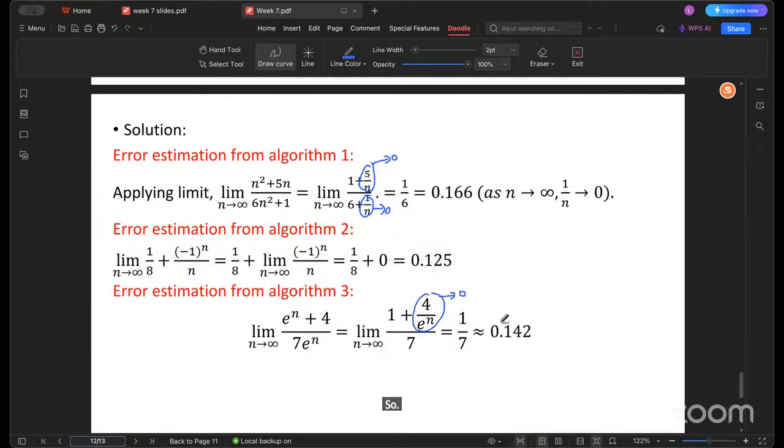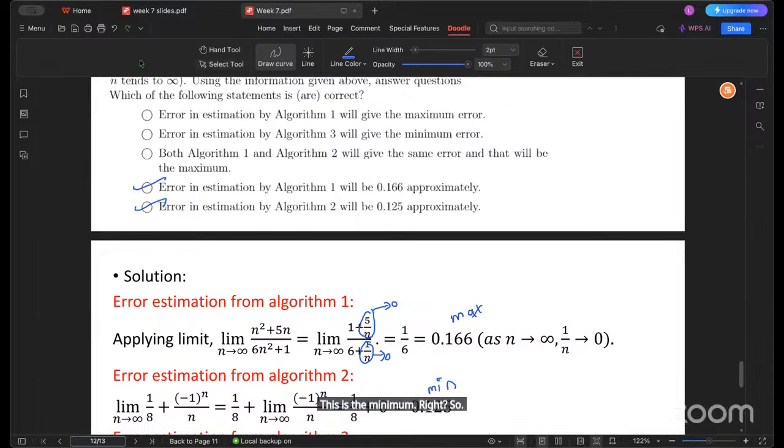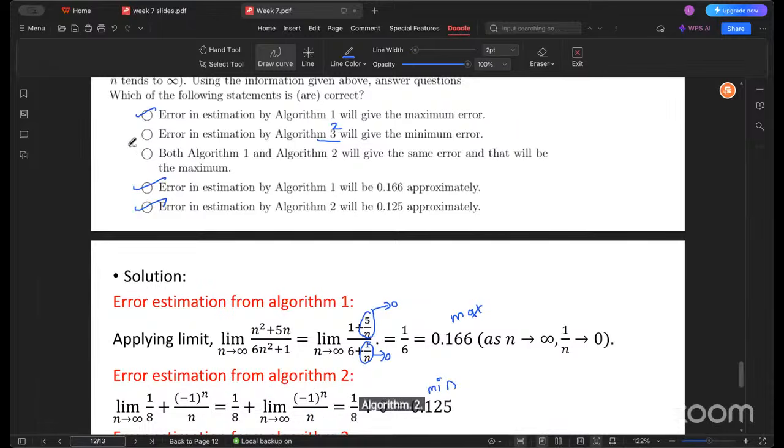So which one is the maximum? So this is the maximum. This is the minimum, right? So algorithm 1 gives you the maximum error, and the minimum error is given by algorithm 2. Yeah?